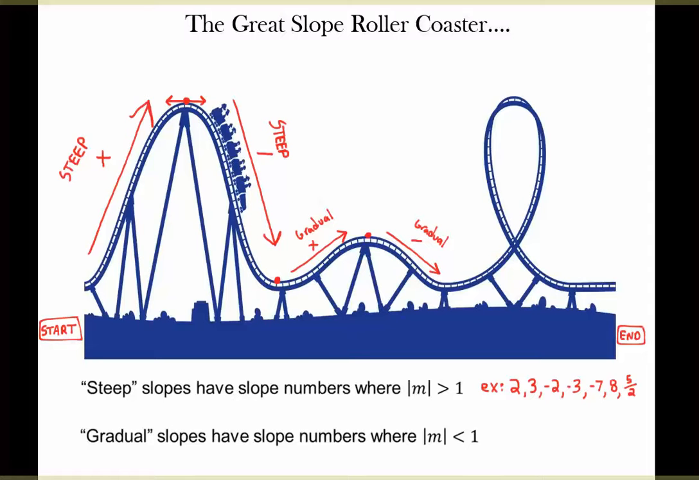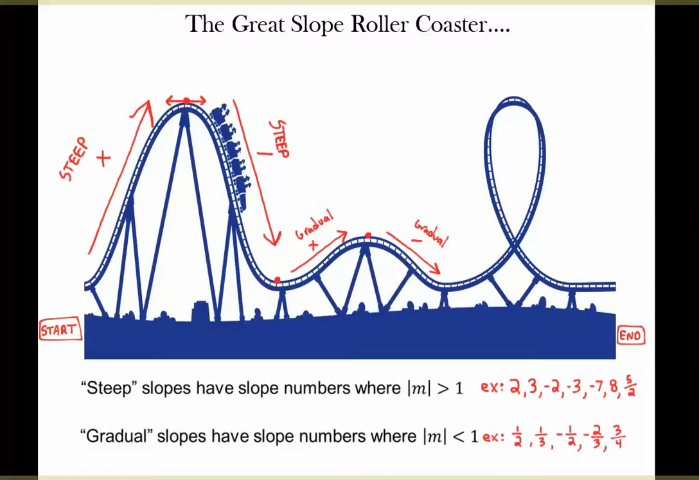Gradual slopes, on the other hand, are going to be fractions less than 1. Okay, so for example, 1/2. That's a gradual slope. 1/3. That's going to be a gradual slope. Negative 1/2 would also be a gradual slope. Negative 2/3, also a gradual slope. Basically, any fraction, positive or negative, that has an absolute magnitude less than 1.